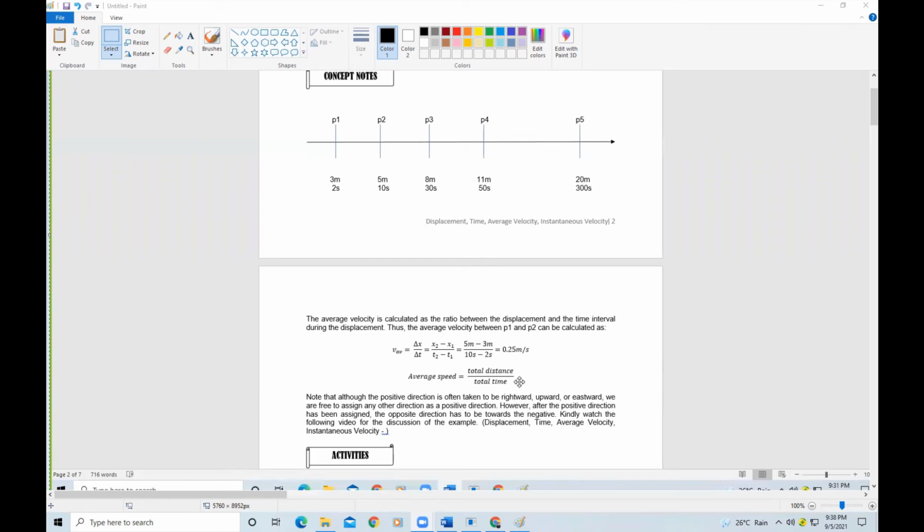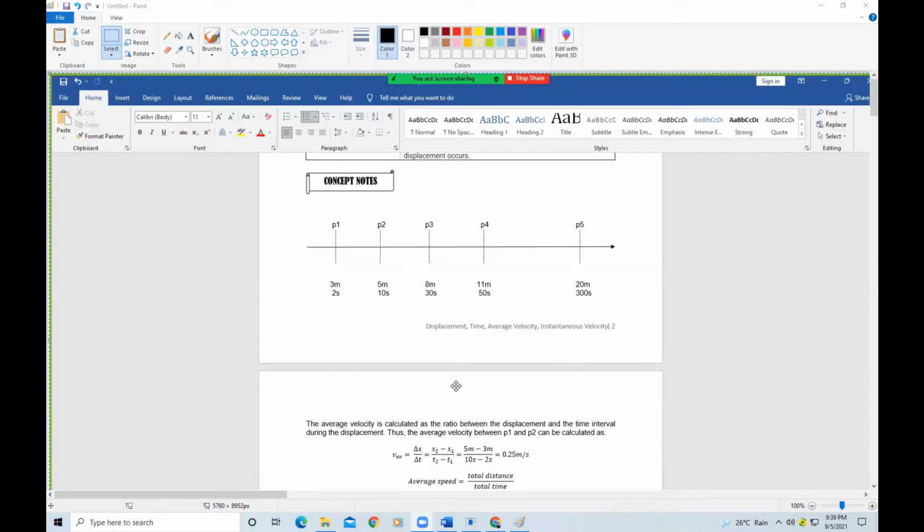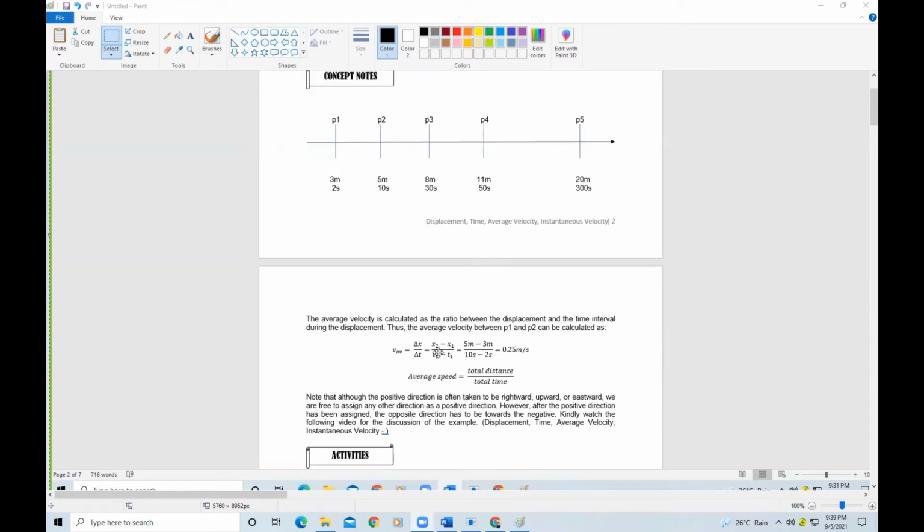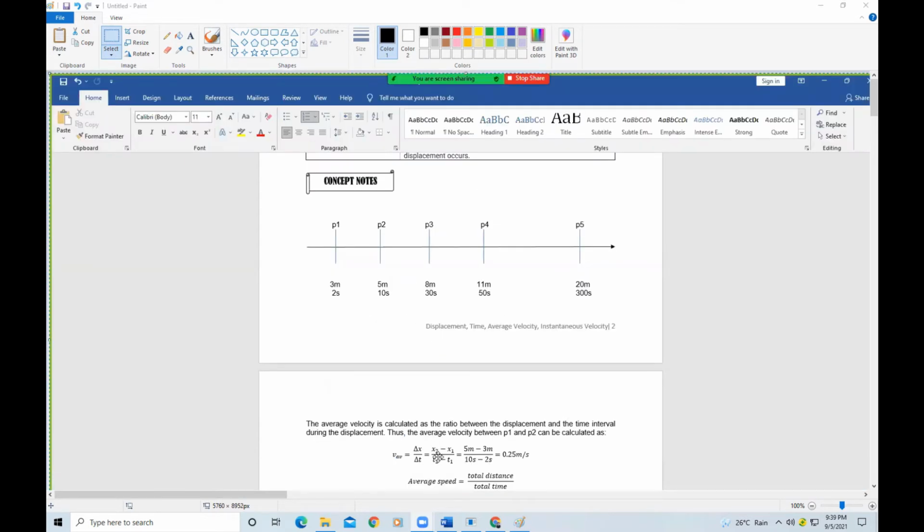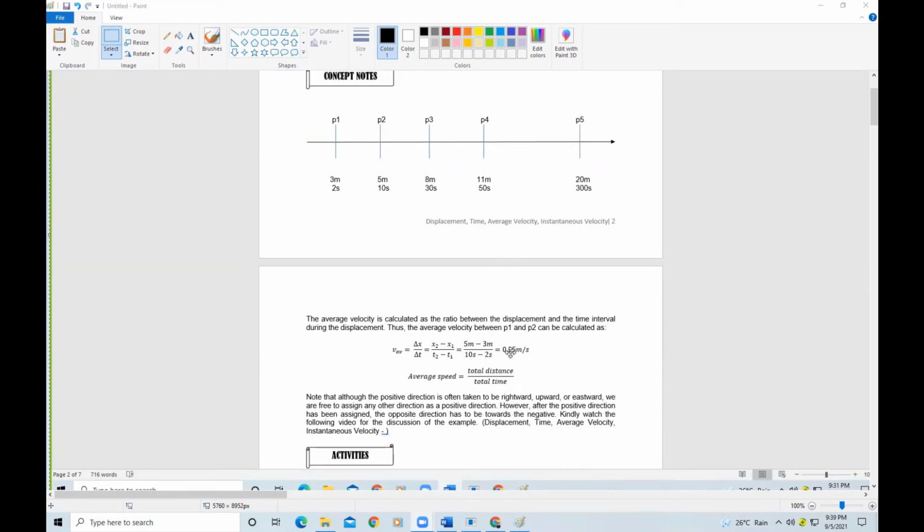So in calculating the average velocity, the formula is average speed equals total distance over total time. To determine the total distance and the total time, we have here the delta x and delta t. Delta x means the difference between 2 points. So we have x sub 2 minus x sub 1. Here the given is P1 and P2.